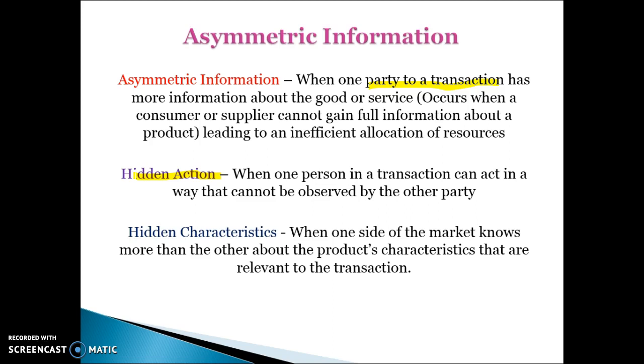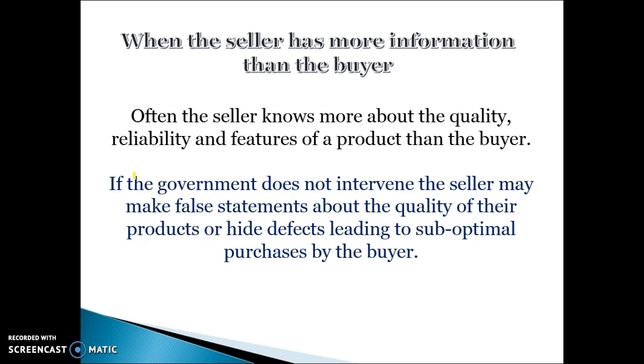In terms of hidden characteristics, that's when one side of the market knows more about the product's characteristics than the other person in the market. So a good example of that is when you sell a second-hand car. The person selling it might know that the product is faulty, that there's issues with the quality, whereas the buyer doesn't, and then they end up purchasing adversely. So often the seller knows more about the quality, reliability, and features of a product than the buyer. And if the government doesn't intervene, the seller may make false statements about the quality of their products, which will then lead to suboptimal purchases by the buyer. So the buyer purchases adversely as a result of not knowing all the details of that particular product.